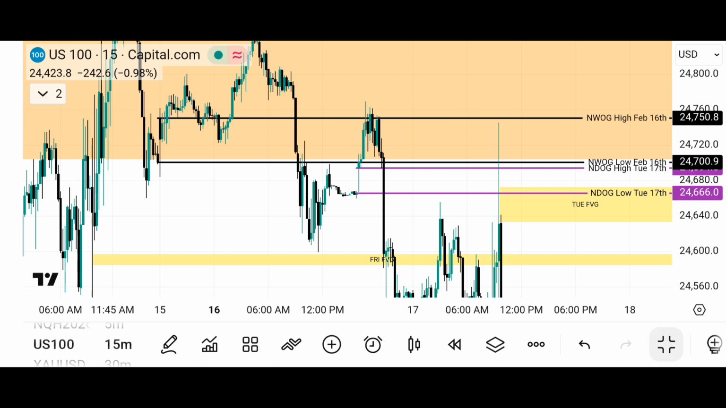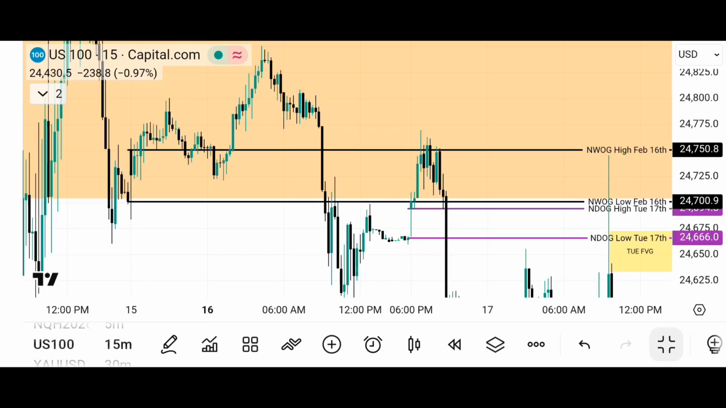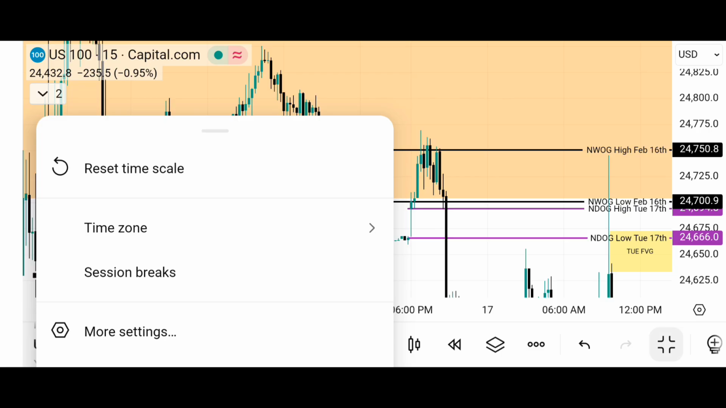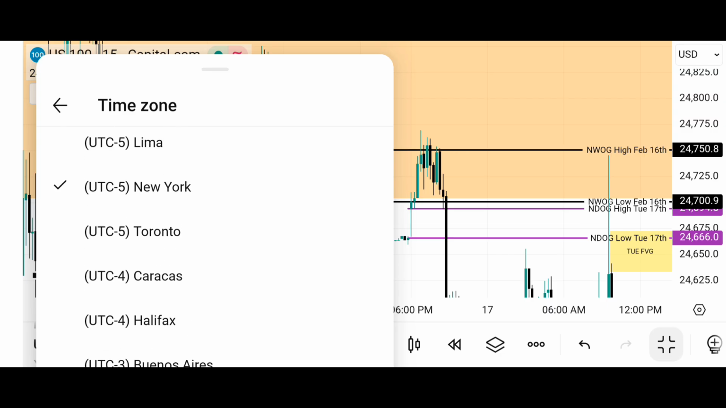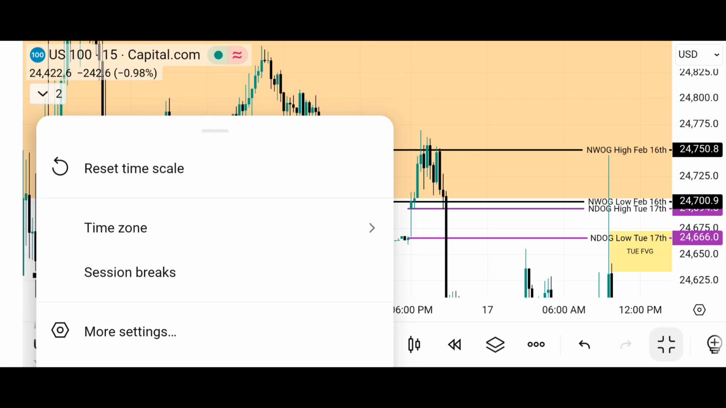For each trading day, the market closes. There's a time on US100, Nasdaq, where the market closes, and there's a time where it reopens. Now if your time zone is set to New York, you can follow up with what I'm about to say. Just like mine, mine is set to New York.